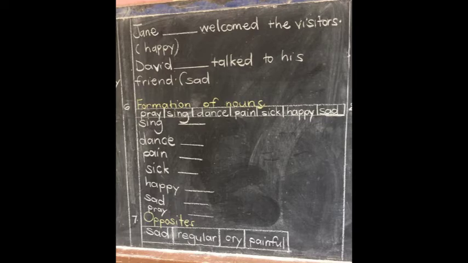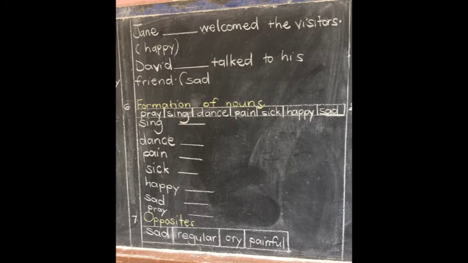The next one that we have is sing. From sing, we can get singer. And singer is S-I-N-G-E-R. Then the next one that we have is dance.